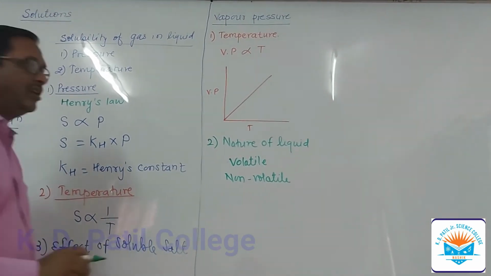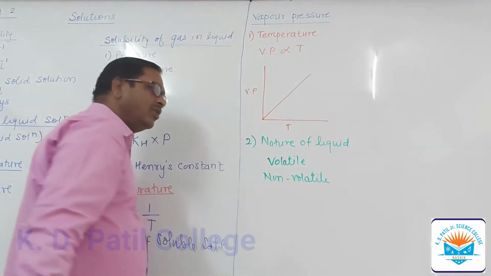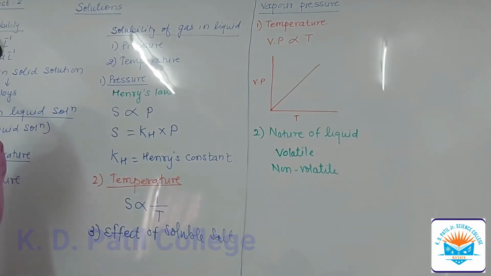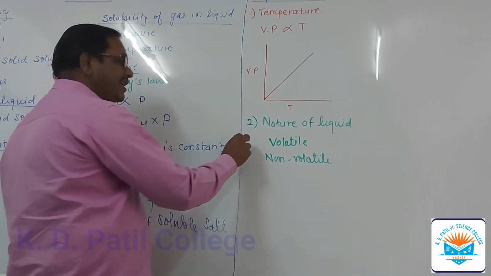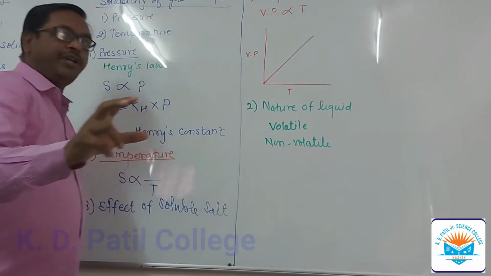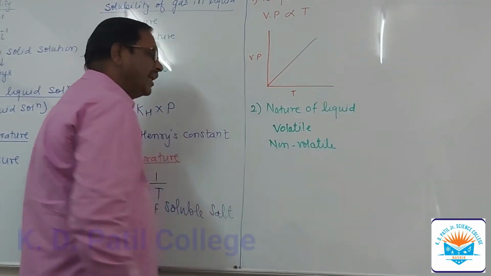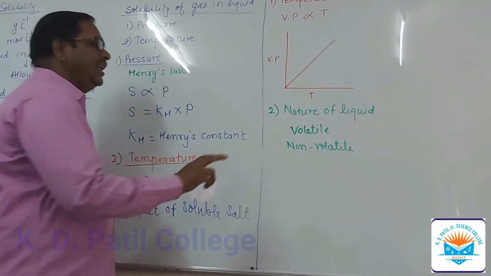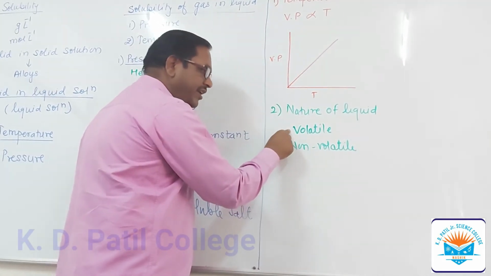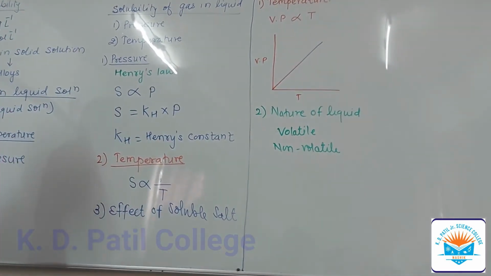For example, ethyl alcohol or petrol is volatile, water is non-volatile. And what is the effect of this nature of liquid? Remember, volatile liquids are easily converted to vapor form. Therefore, the vapor pressure of volatile liquid is more than the non-volatile liquid. In this way, the nature of liquid also affects it: the vapor pressure of volatile liquid is more than the vapor pressure of non-volatile liquid.